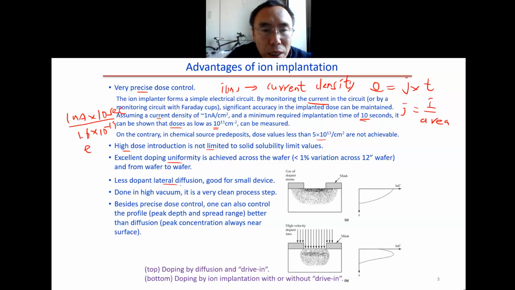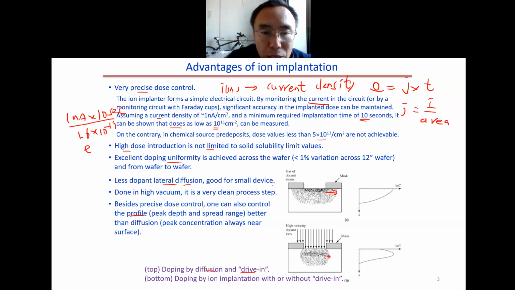There is also less dopant lateral diffusion. For example, this one here is diffusion drive-in. You can see we have big lateral diffusion. For ion implantation, the amount of lateral diffusion is smaller. It's done in a high vacuum and very clean process, and we can have precise dose control and also control of the profile. For example, the profile depends on the ion energy, and you can use several ion energies to give you a combination of different profiles.